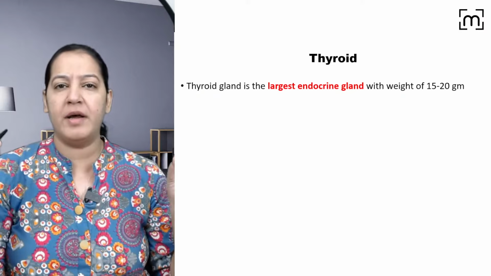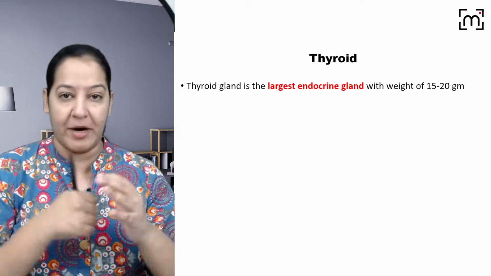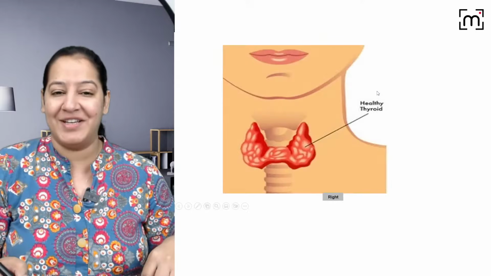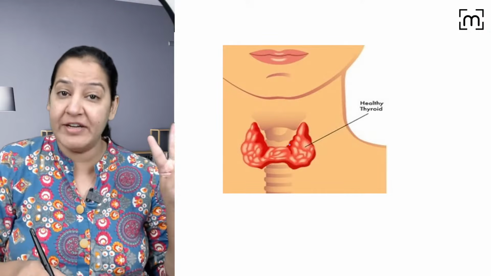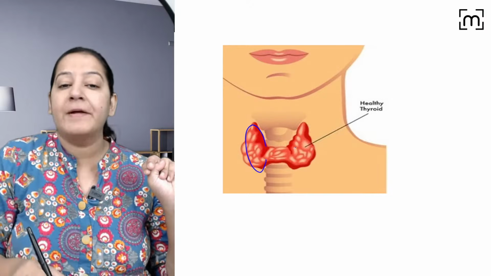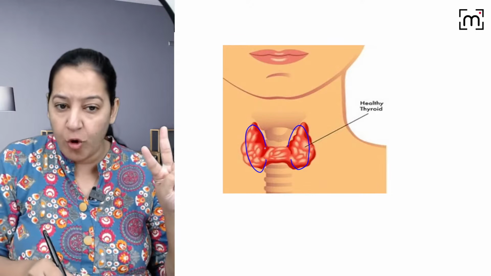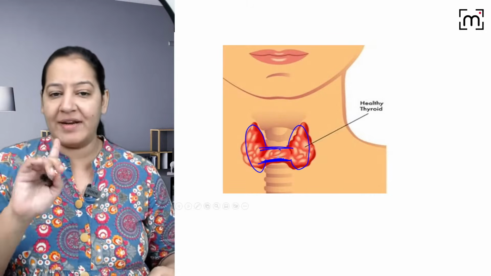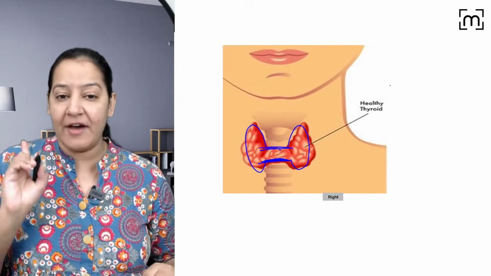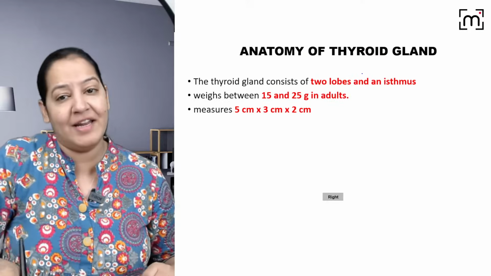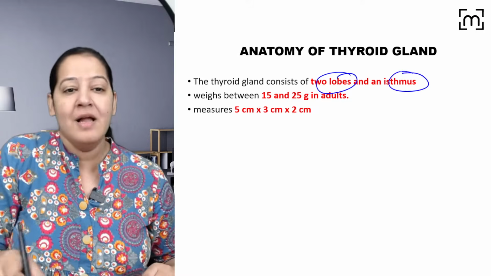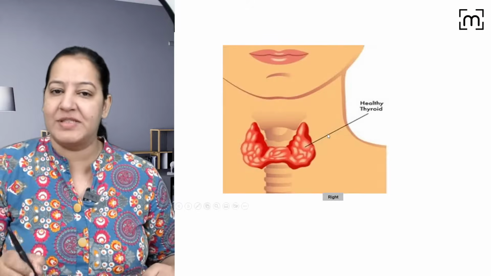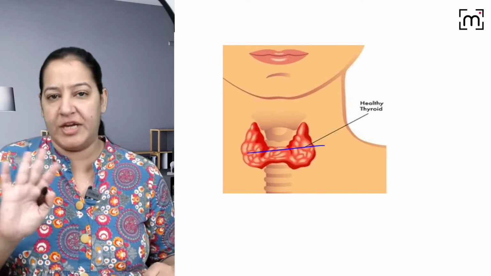Before starting thyroid tumor, in the first 2 minutes, let me give you an overview about the thyroid. Thyroid is the largest endocrine gland. We all know that. In the thyroid gland, we have 2 lobes, the right lobe and the left lobe, and connecting the 2 lobes is the isthmus. The thyroid gland is the largest endocrine gland in the human body with 2 lobes and isthmus. The weight of the thyroid in adults is 15 to 25 grams, and the measurement is approximately 5 into 3 into 2 centimeters.